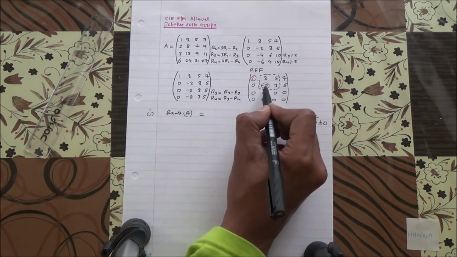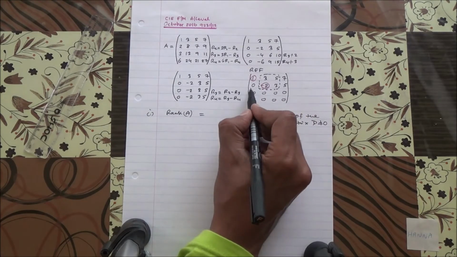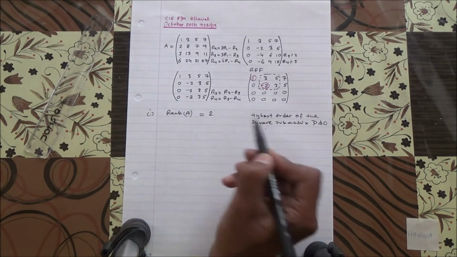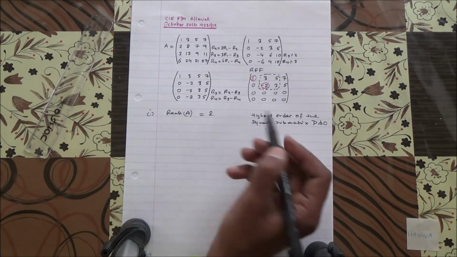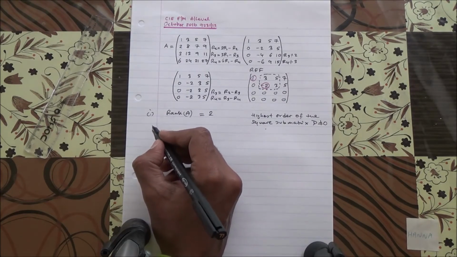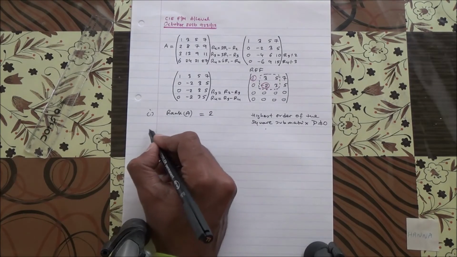I have a 2 by 2 matrix here. You can take this, or you can take that. It's a 2 by 2 matrix, the highest order is 2, so the rank is 2. Alright, now for the second part we need to find a basis for the range space.